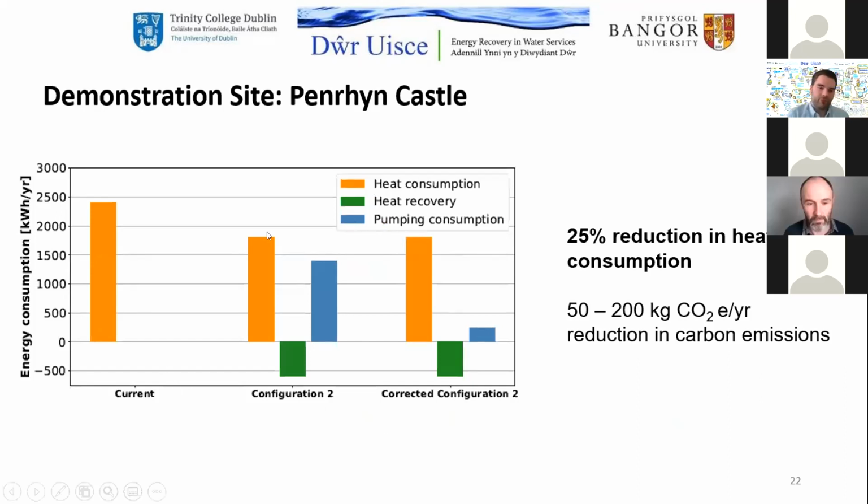But of course, we have some pumping consumption because of the recirculation pump and the feed pump to the kitchen. Now we have a corrected configuration 2 here, which is basically by placing a timer on the energy supply to the pump, so avoiding it running overnight and making sure that it only runs during the opening hours of the kitchen.